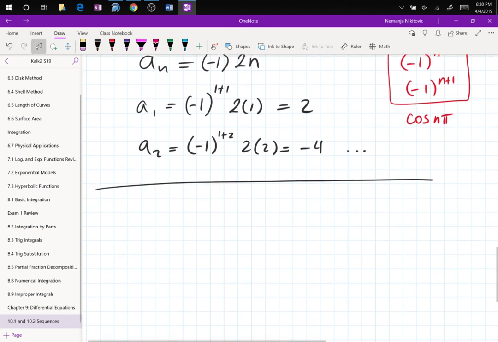One more to practice writing the formula by looking at the sequence. This is problem 30 in the book. We go with 64, 32, 16, 8, 4, going on forever.